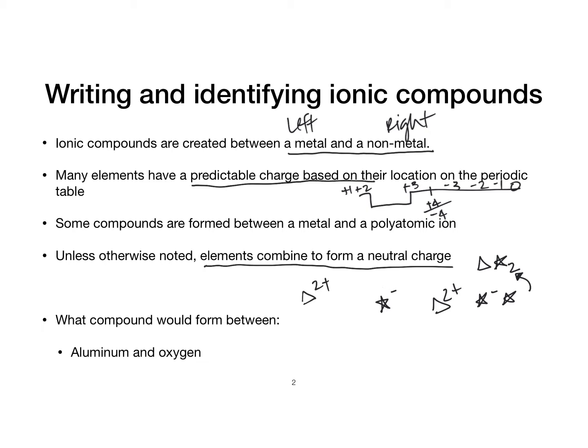So if we want to think about what compound would form between two elements, such as aluminum and oxygen, we need to ask ourselves one question. What are the predictable charges? So if we look at aluminum, it's in group 3, so that would give you aluminum 3 plus. And oxygen is in group 6, which means it's the 6th column over. So oxygen has a O2 minus charge. So we need to create a neutral molecule. So the question becomes how many aluminum ions and how many oxygen atoms in order to create a neutral compound.